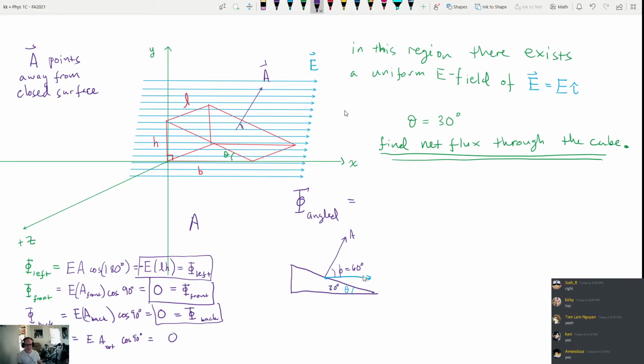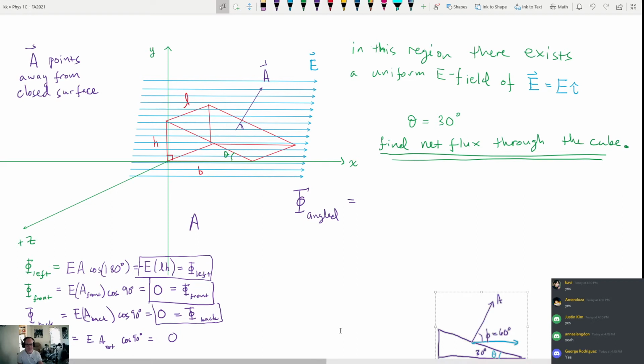Okay, so that's what we're going to use. That angle, 60 degrees, is going to be the angle between our E and our A. So I'll just put that down here so you can still see it. All right, so 60 degrees is our angle, so we're going to have the size of our electric field, which is E, multiplied by the area of the angled portion, and then we have to multiply that by the cosine of 60.